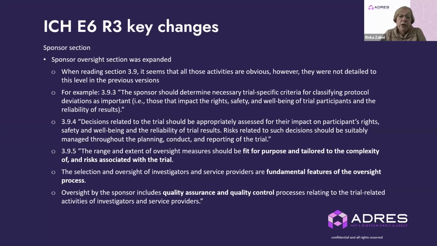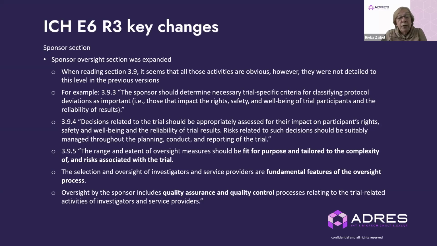The sponsor oversight section was expanded in so many aspects that I will touch on some of them. When reading section 3.9, it seems that all those activities are obvious, however, they were not detailed to this level in the previous versions. For example, 3.9.3 says the sponsor should determine necessary trial-specific criteria for classifying protocol deviations as important, meaning those that impact the rights, safety, and well-being of trial participants and the reliability of results.